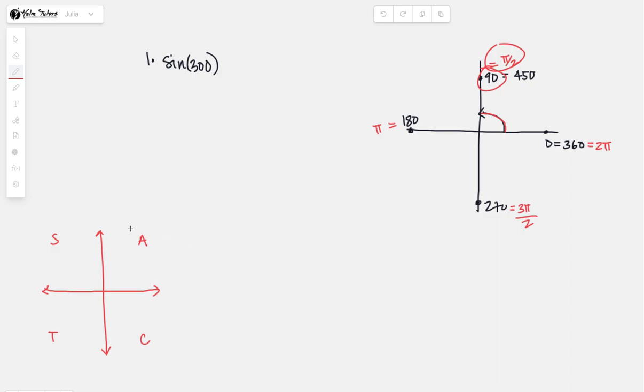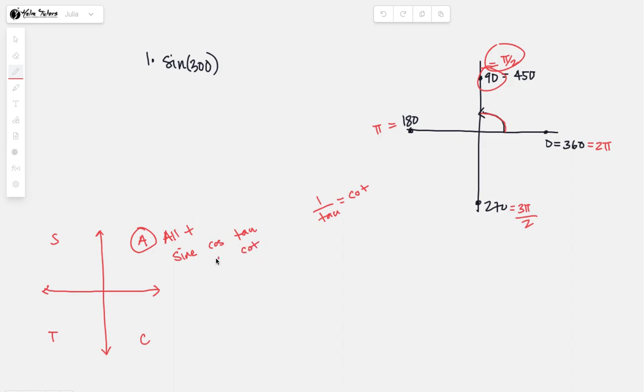Yeah, exactly. Here in A, all of them are positive. So that's sine, cosine, tangent. But since 1 over tangent is cotangent, that's cotangent, right? Then cotangent is also positive in the first quadrant.